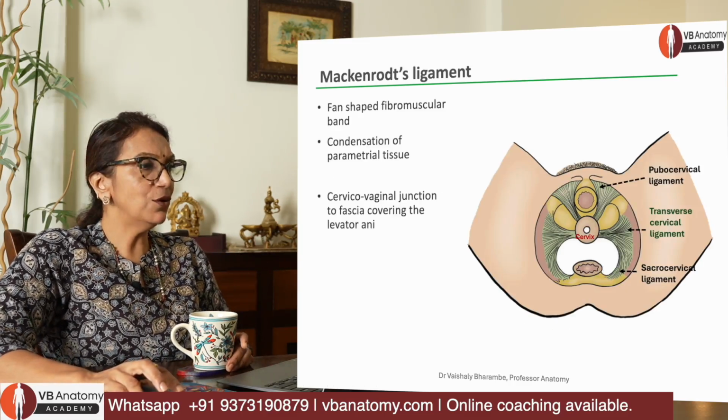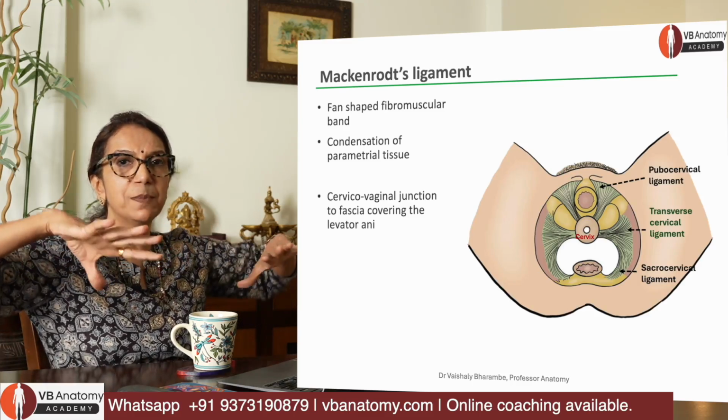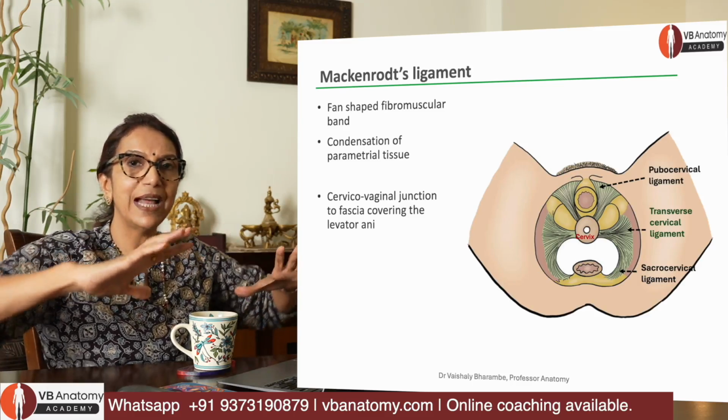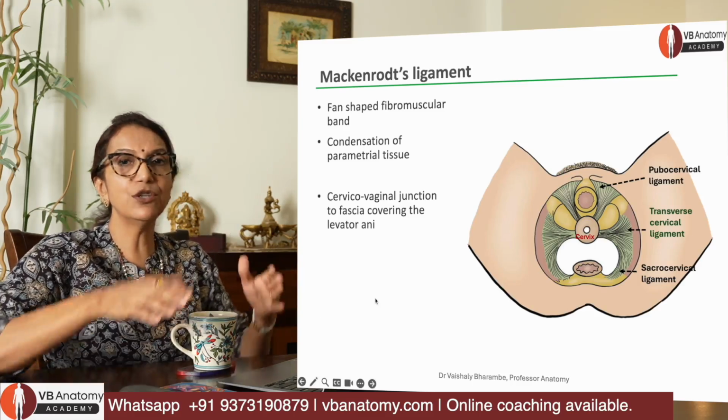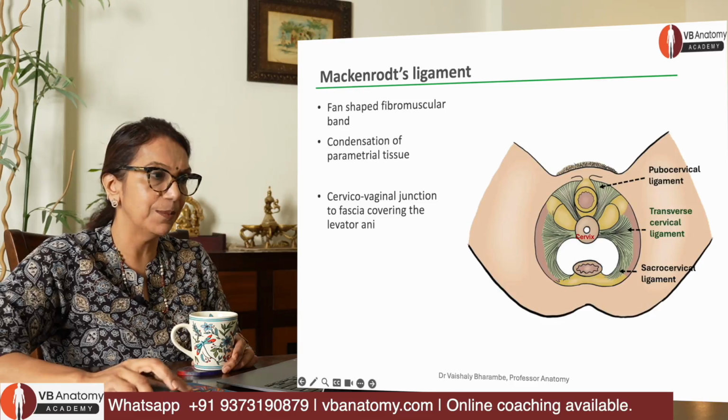Mackenrodt's ligaments. Mackenrodt's ligaments are strong fibromuscular bands going from the cervix, spreading fan-like along the lateral pelvic wall, getting attached to the superior fascia covering the levator ani muscle.